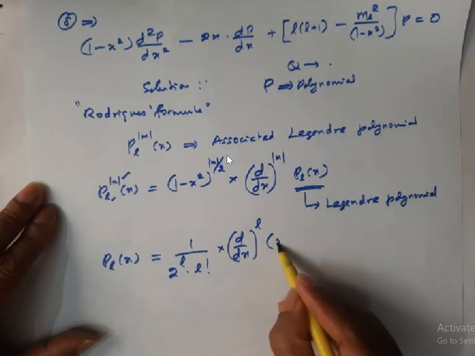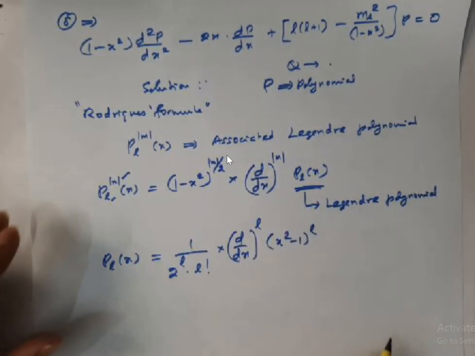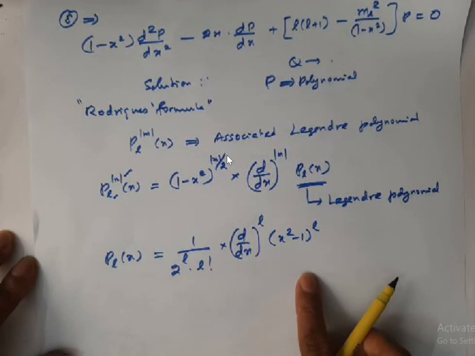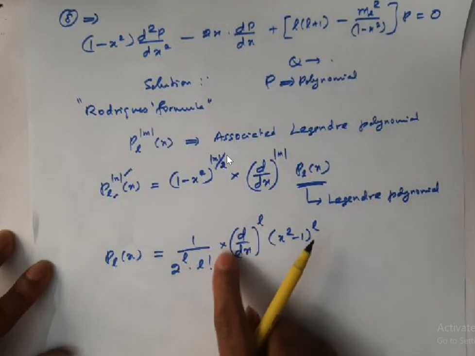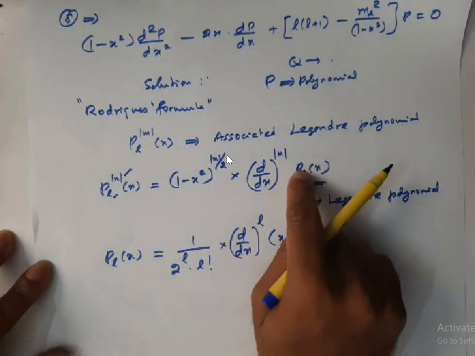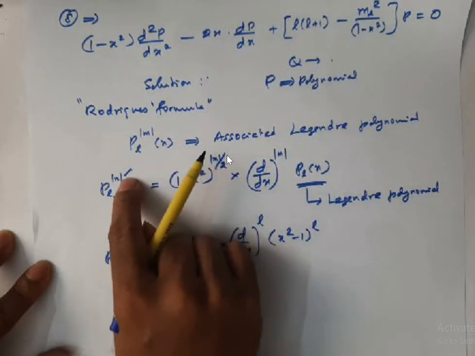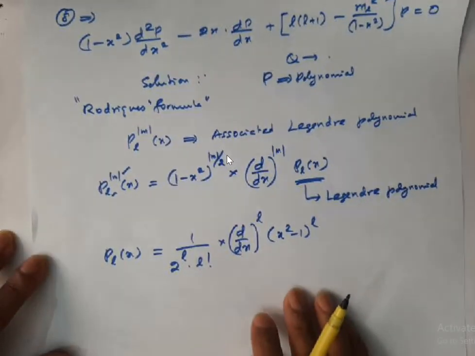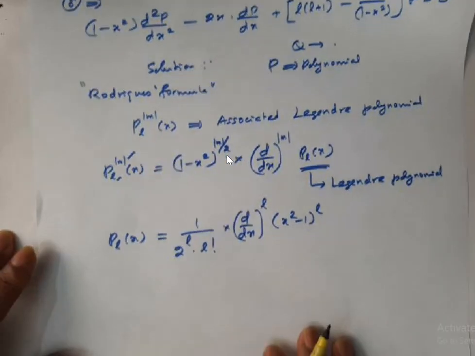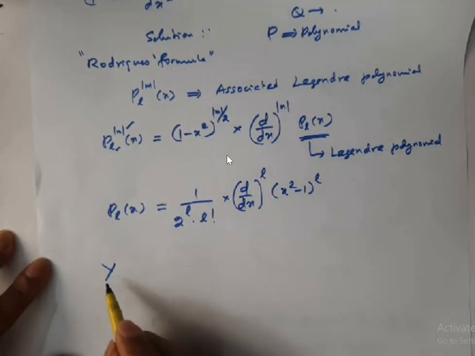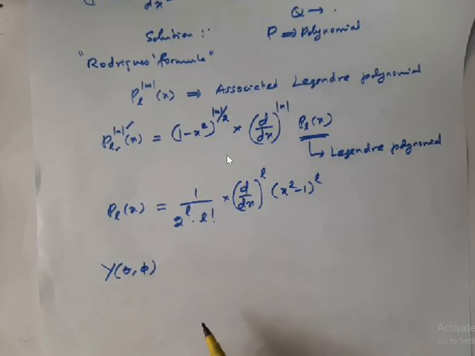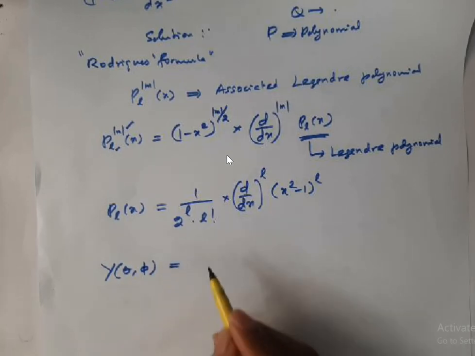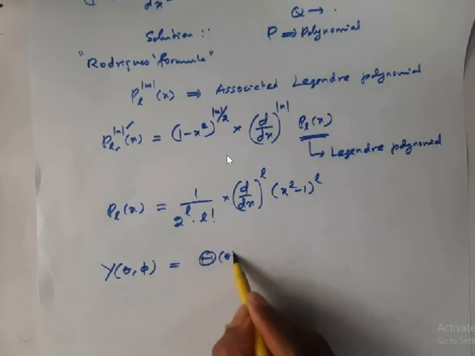What is the expression for the Legendre polynomial? The expression is 1 by 2 power L into L factorial into d by dx whole power L into x square minus 1 power L. This is called the Legendre polynomial. So what we should do is find the Legendre polynomial first for a given value of L, then substitute that value here and find the associated Legendre polynomial. Once you know the associated Legendre polynomial, you can go to the final solution.